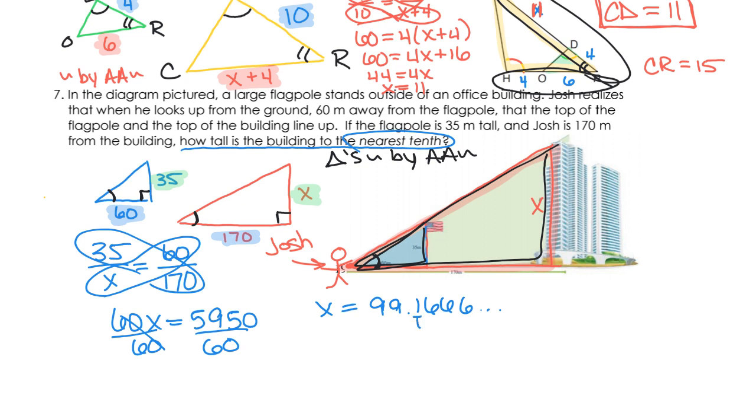But good news, they asked us to round how tall is the building to the nearest tenth. So nearest tenth is the first decimal place, we look next door. 5 or higher makes it go up, and so we'll say 99.2. And everything was in meters, so this will also be in meters. And we have the height of the building.